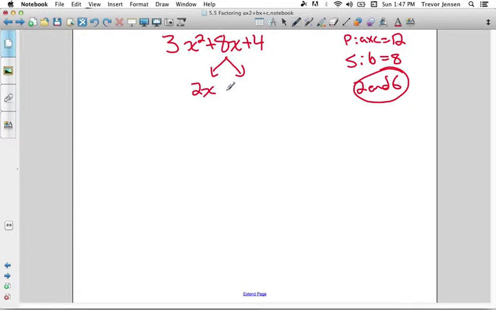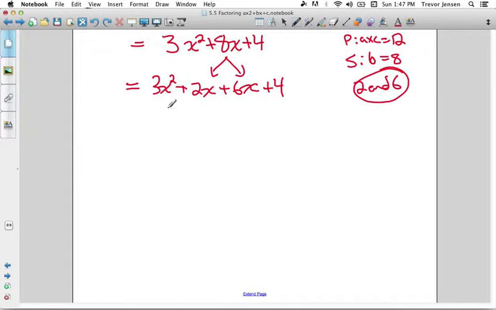So 8x, I'm going to break that up into 2x plus 6x. I'm going to leave the rest of my quadratic the same, so that plus 4 still stays there and the 3x squared is still at the front. So hopefully you can see how these two expressions are equivalent to each other. 3x squared plus 8x plus 4 is equivalent to 3x squared plus 2x plus 6x plus 4 because 2x plus 6x equals 8x. So these two expressions are equivalent.